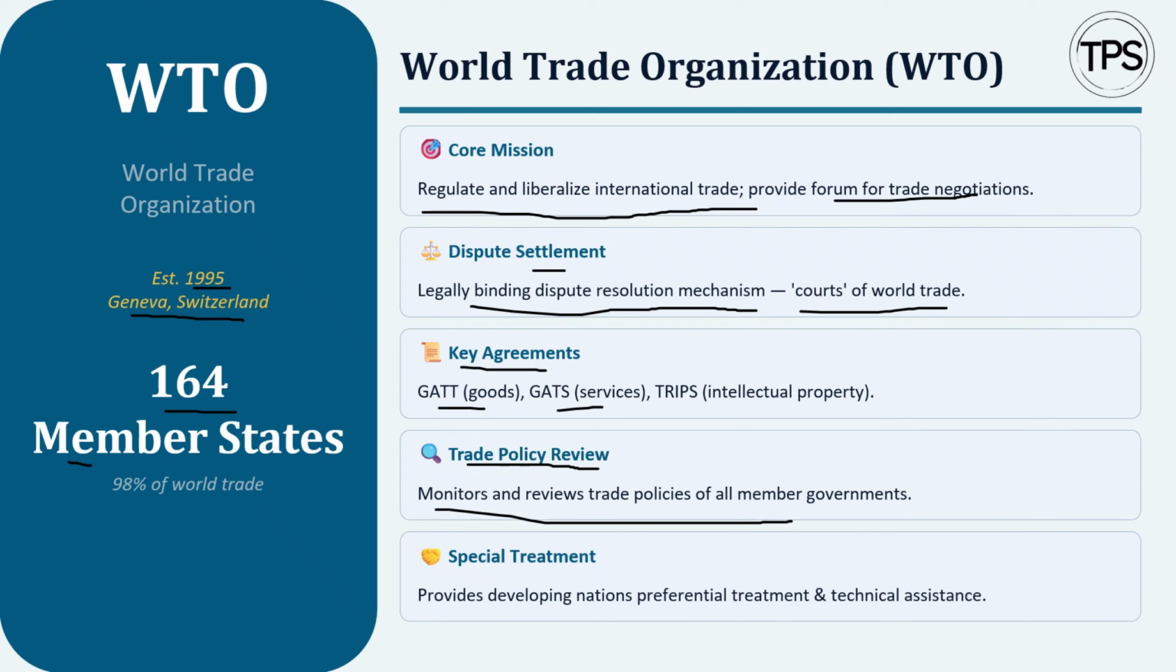Now another is special treatment: provide developing nations preferential treatment and technical assistance. For the nations which are still in the developing phase, the WTO provides treatment and technical assistance so that they can soon get the title of developed nations.